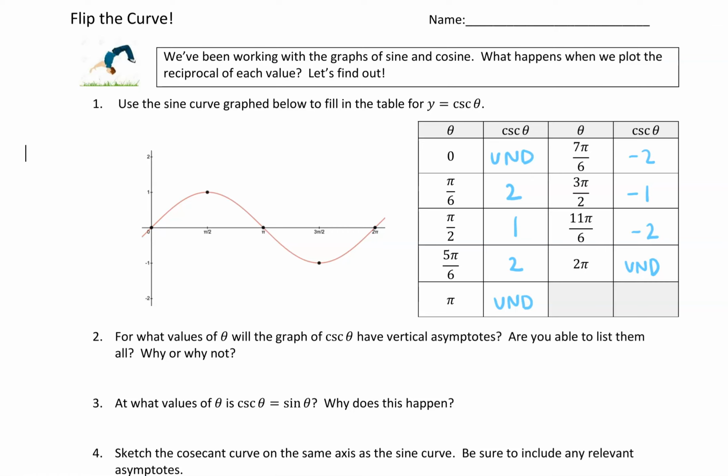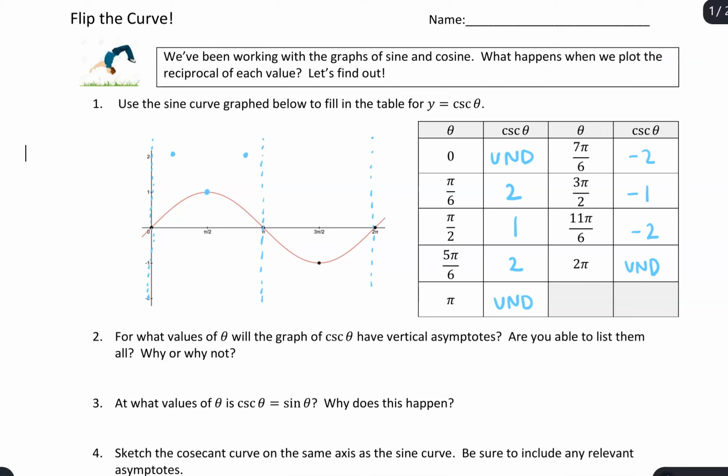So I'm going to graph it on the sine curve. What does it mean to be undefined? What am I going to have there? An asymptote. Yes, I'm going to have a vertical asymptote. So I'm undefined at 0, again at pi, and also at 2 pi. Okay, so at pi over 2, I'm going to be at 1. And on either side of pi over 2, so at pi over 6 and then 5 pi over 6, I am going to be up at 2.